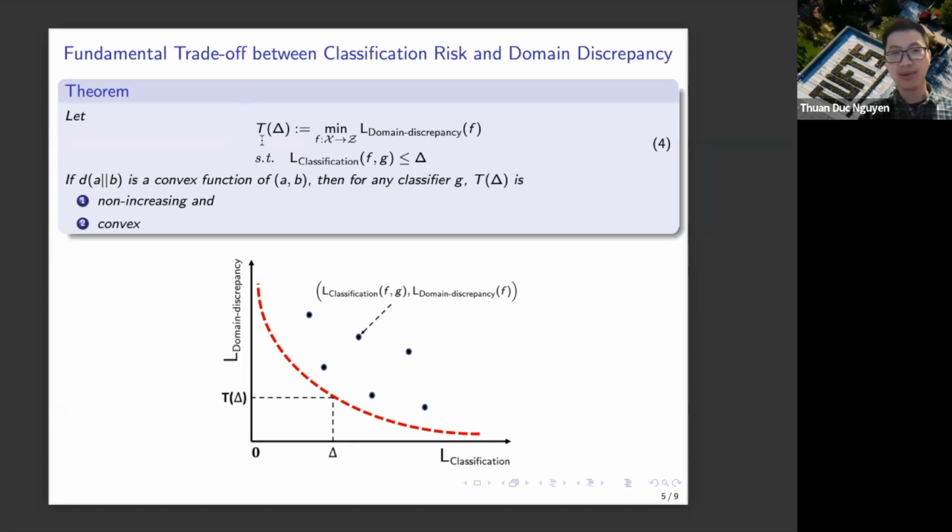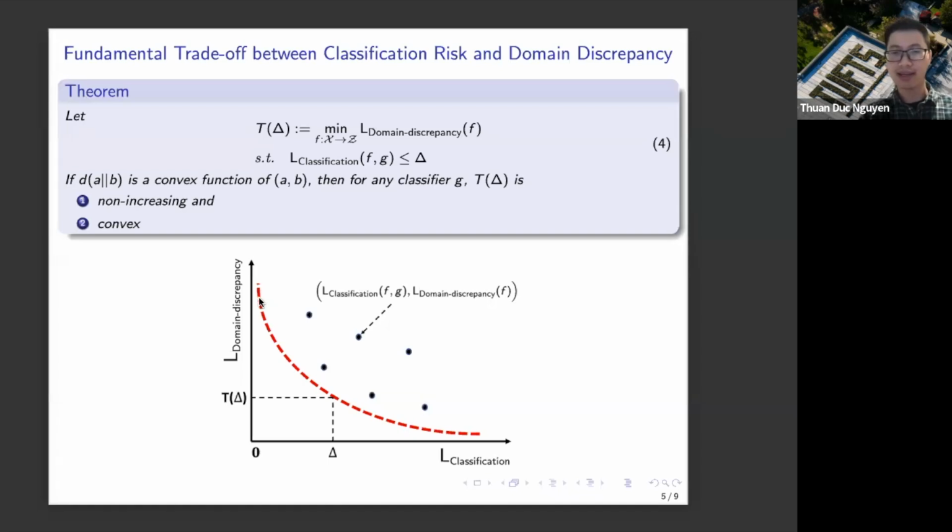First, let me introduce a new notation, T delta. T delta is the minimum value of the domain discrepancy under the constraint that the classification risk is at most a value of delta. If the domain discrepancy measure D is a convex function in both its arguments, then for any classifier g, we show that T delta is non-increasing and convex. If we denote the x-axis by the classification risk, and use the domain discrepancy as the y-axis, then here is the curve of T delta in red.